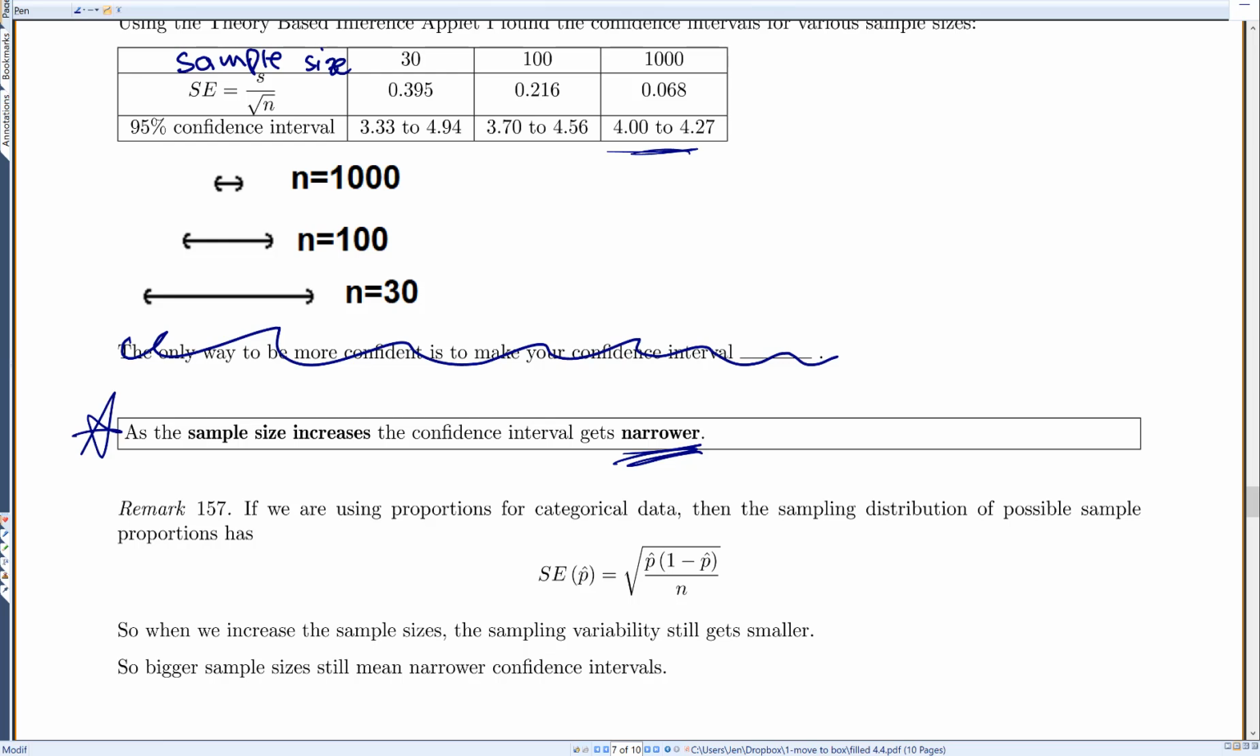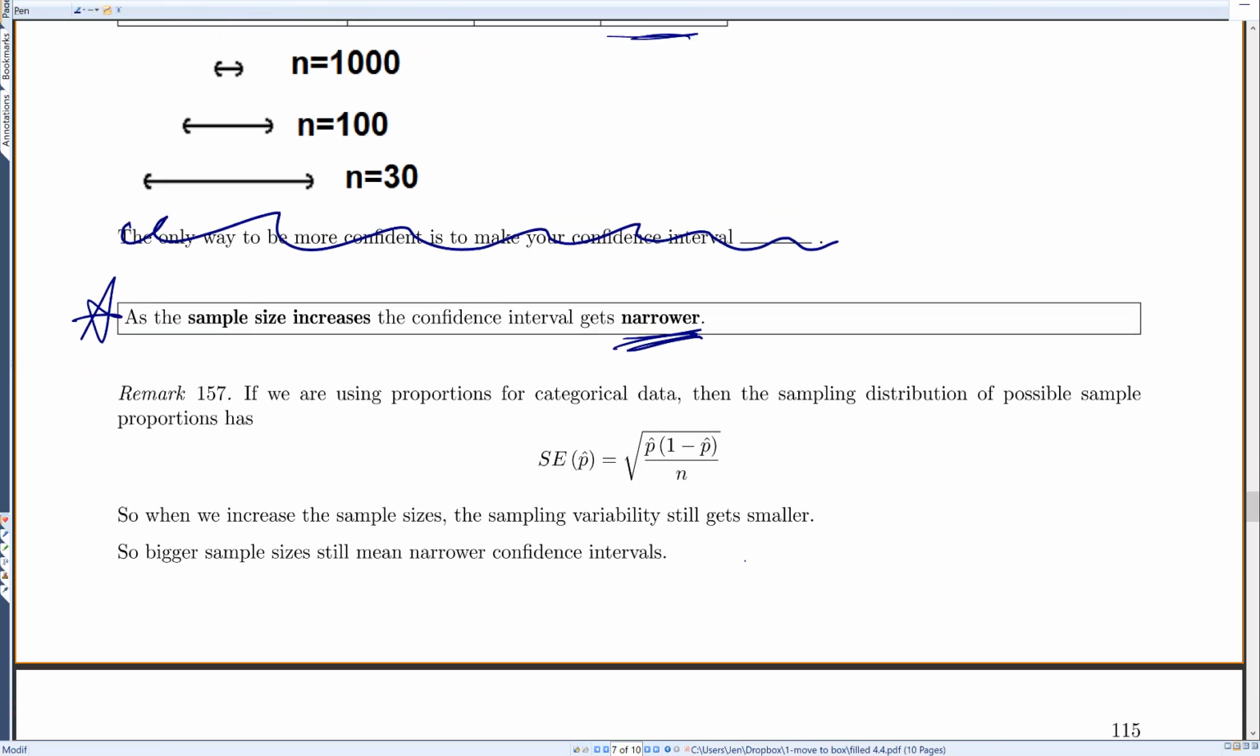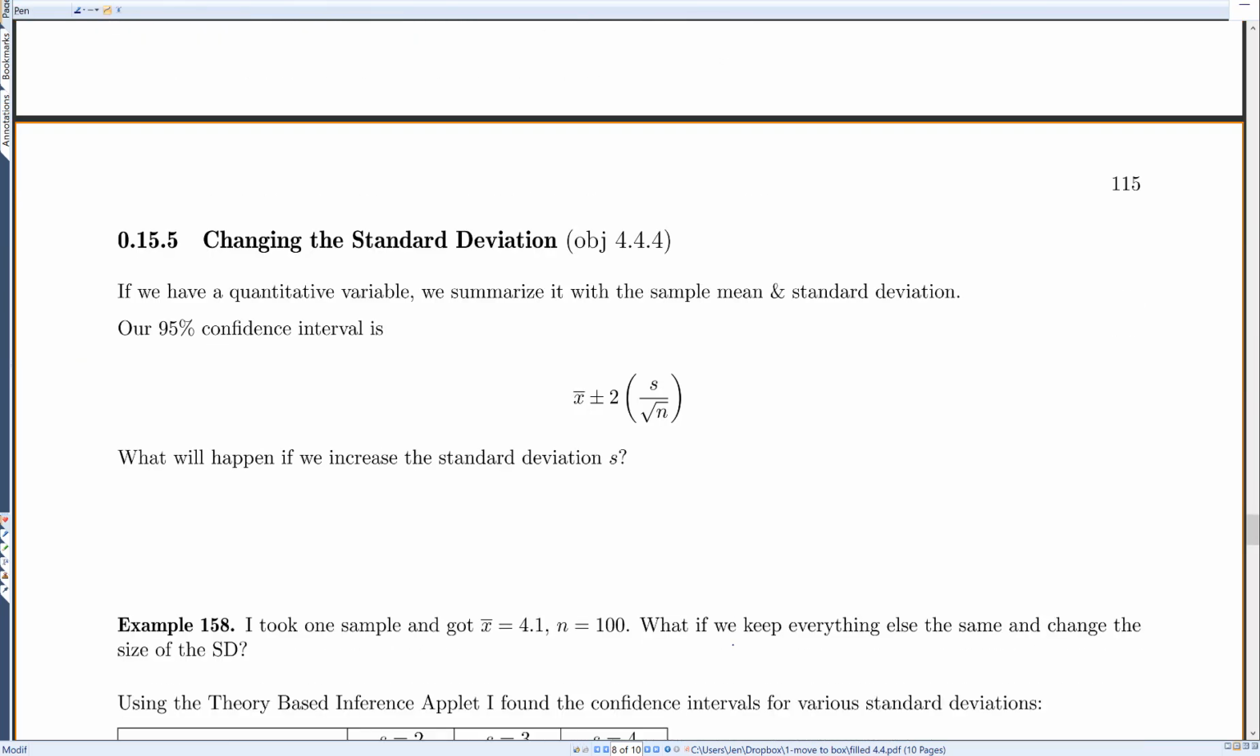Now, as a remark, we just looked at that for sample means, but we can do the same thing for proportions. If we're using proportions for categorical data, then the sampling distribution for the possible sample proportions has a standard error of p hat times 1 minus p hat over n, and then you take the square root of everything. But if n is getting bigger, then this entire thing is going to get smaller. So bigger sample sizes mean smaller sampling variability overall, and bigger sample sizes still mean narrower confidence intervals, whether you're doing proportions or means.